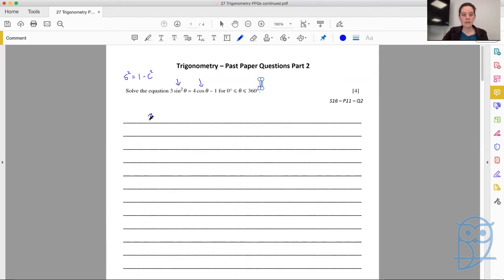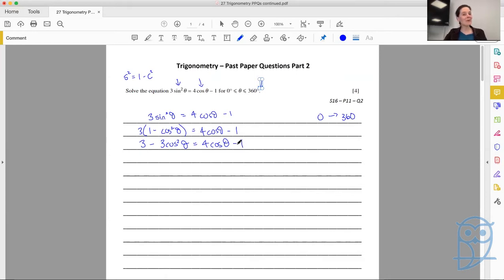So we've got 3 sine squared theta equals 4 cos theta minus 1. And a little reminder, 0 to 360. So we're going to show full replacement. So 1 minus cos squared theta equals 4 cos theta minus 1. Always worth showing that direct replacement, and then you can multiply in the 3. Now we've got everything, no brackets.